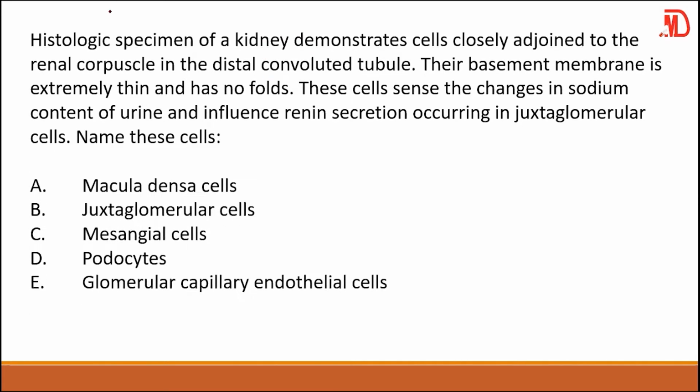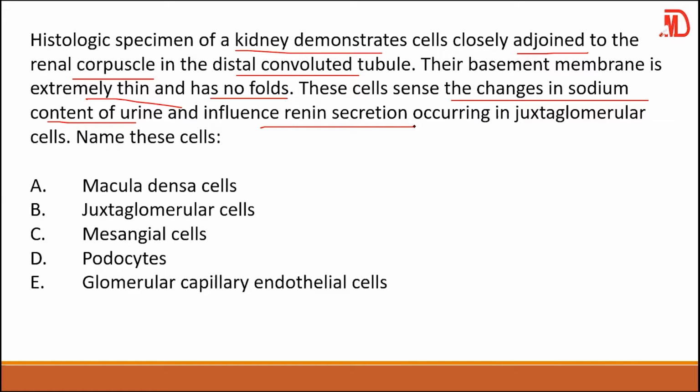Now, a histologic specimen of a kidney demonstrates cells that are closely adjoined to the renal corpuscles in the distal convoluted tubule. Their basement membrane is extremely thin and has no folds. These cells, guys, look at it, this is your clue. These cells sense the changes in sodium content of the urine and influence renin secretion. So it helps in the detection of sodium.